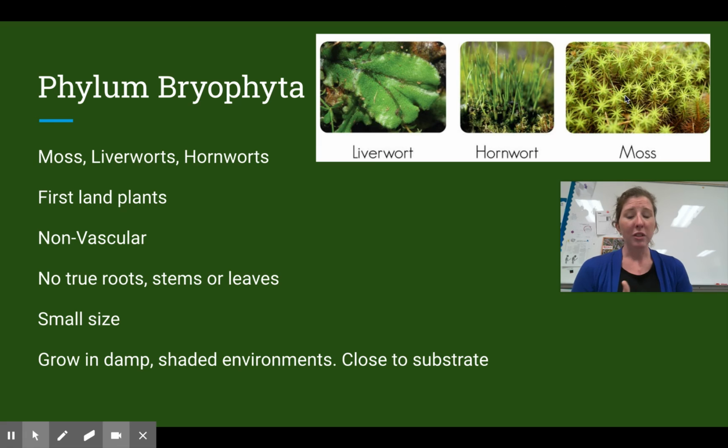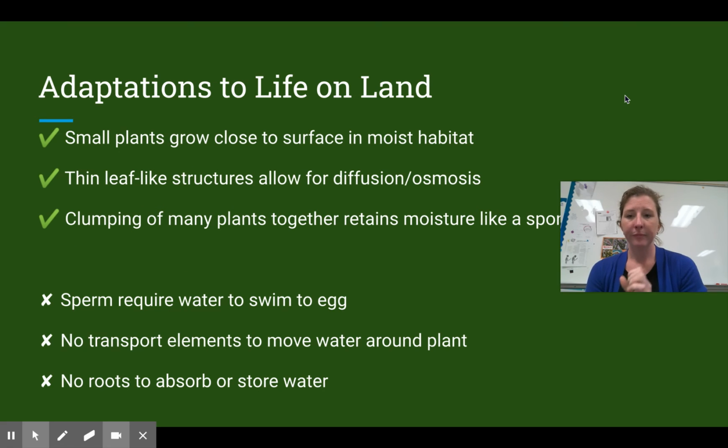They do have root, stem, and leaf-like structures, but because all of those structures are lacking vascular tissues, they're not true roots, stems, or leaves. They have no transport system. And so they're very small, and they must stay in damp or shady environments close to the ground or close to whatever they're growing on, maybe the side of a tree or a building, so that they can maintain their water just by diffusion.